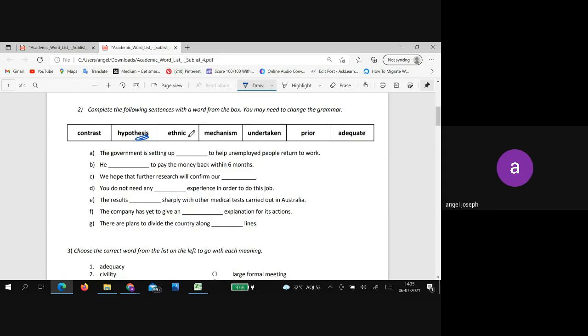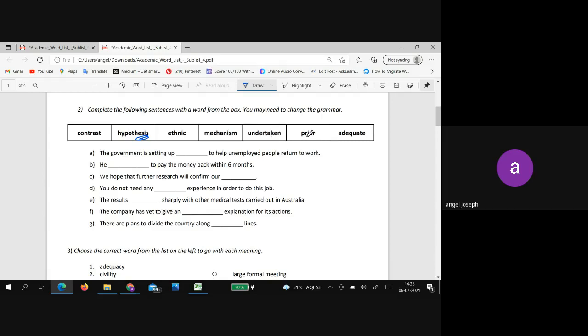Ethnic. Ethnic is something that belongs to an ethnicity. The ethnic wear for Indian women is a sari. All right? Ethnic, something that relates to your culture of a particular place, to the ethnicity of a particular place. Ethnic is an adjective form. So you can look at it. Mechanism. Mechanism is something like a program, something like a technique. That's a mechanism. All right. Next is undertaken. Undertaken is something that is നമ്മൾ ഉപയോഗത്തിന് വേണ്ടി എടുത്തേക്കുന്ന ഒരു സംഭവം. Undertaken. That's what undertaken means.